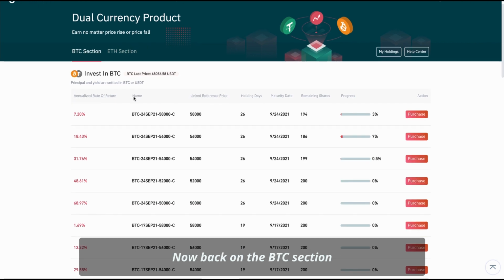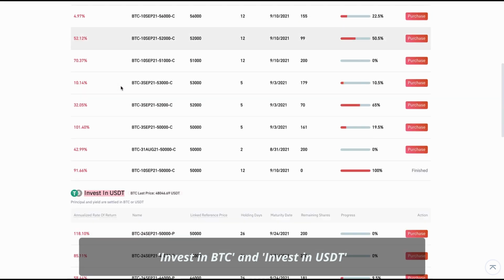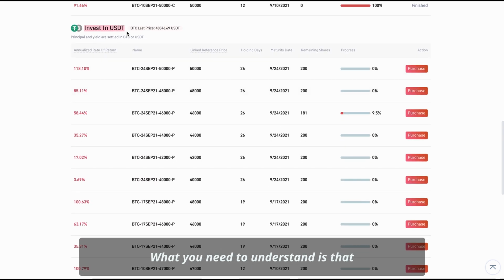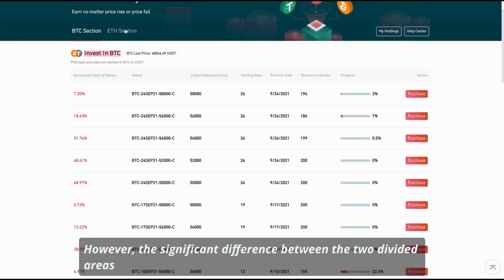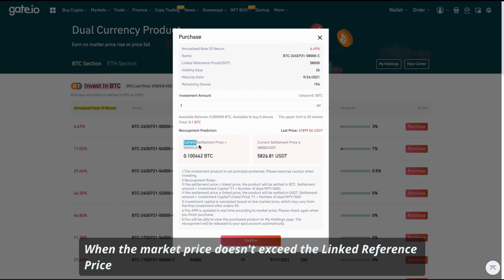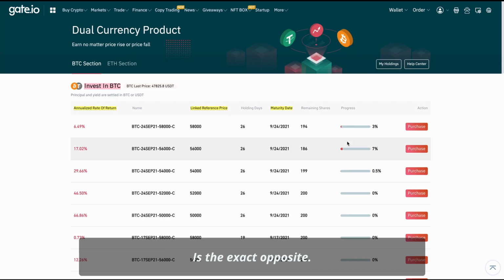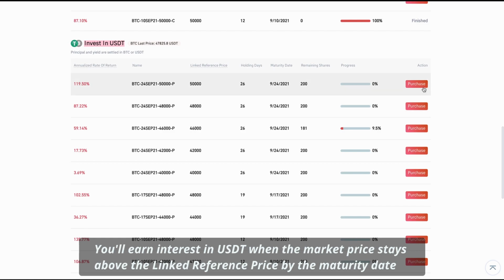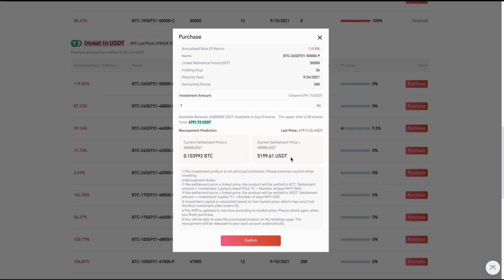Now back on the BTC section, we can see that the page is divided into invest in BTC and invest in USDT. What you need to understand is that the underlying asset is still the same, which is Bitcoin. However, the significant difference between the two divided areas is that when you invest in BTC, you'll earn interest in BTC when the market price doesn't exceed the linked reference price by the maturity date. When you invest in USDT, it's the exact opposite. You'll earn interest in USDT when the market price stays above the linked reference price by the maturity date.